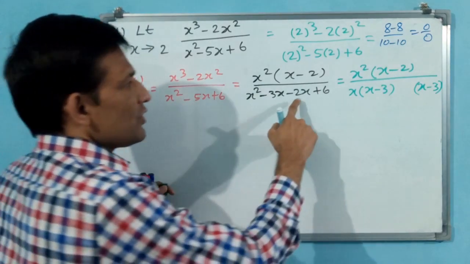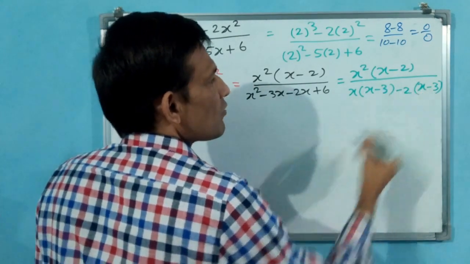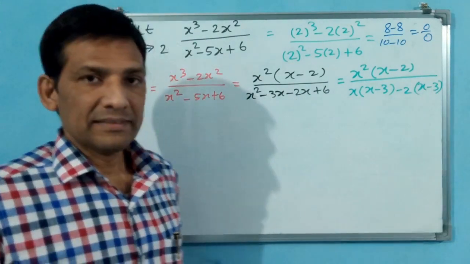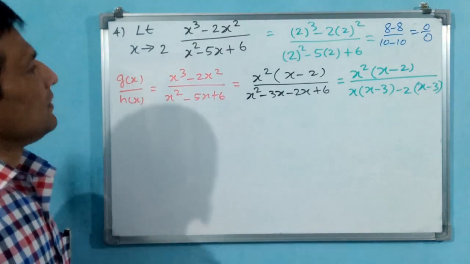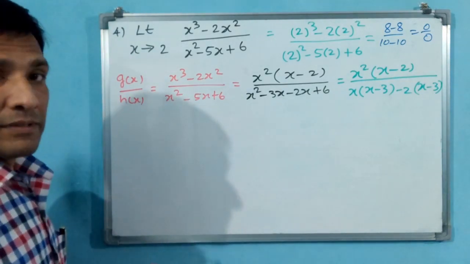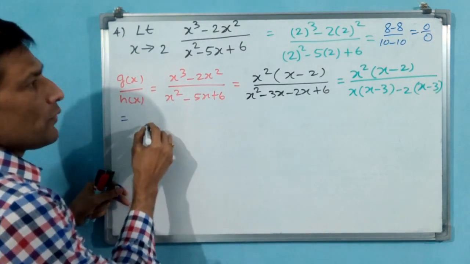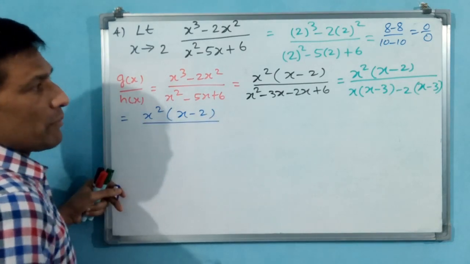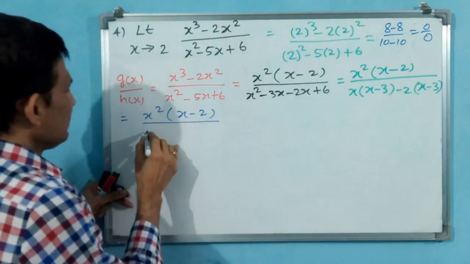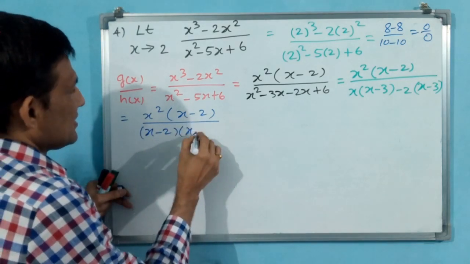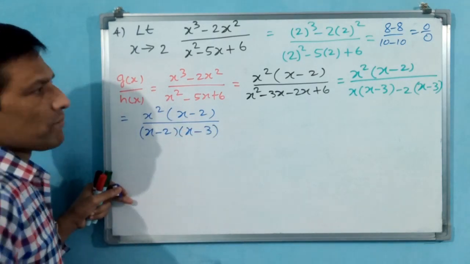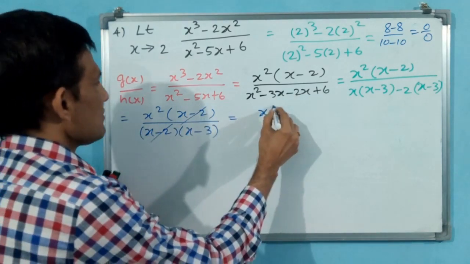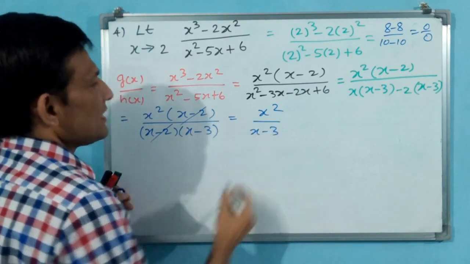Okay. Then you see minus 2x has to come, means minus 2 you have to keep outside. Minus 2x plus 6. Okay. Now write down. That is equal to x square into x minus 2, over x minus 2, x minus 3. Then x minus 2, x minus 2 you cancel out. Then finally what will become? x square by x minus 3.